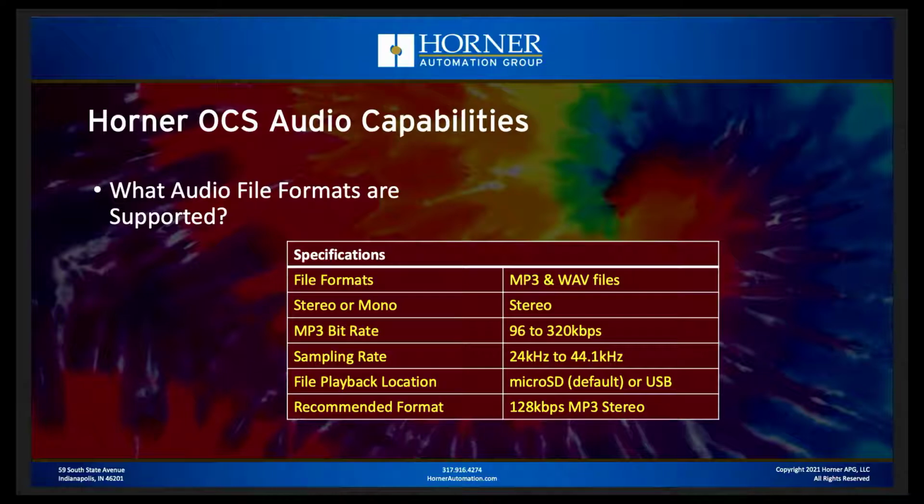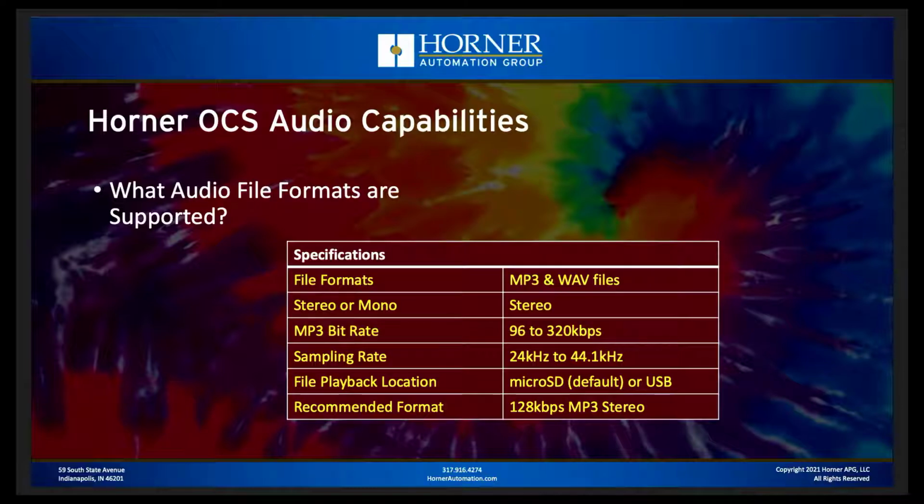From a bit rate standpoint, we support anywhere from a really crude 96 bits per second all the way up to a virtually indistinguishable 320 kilobits per second, indistinguishable from uncompressed formats. Sampling rates are supported from 24K up to 44.1K, which is the CD sampling rate, for instance. You can either play back the files from microSD, which is the default location, or from a USB flash drive.